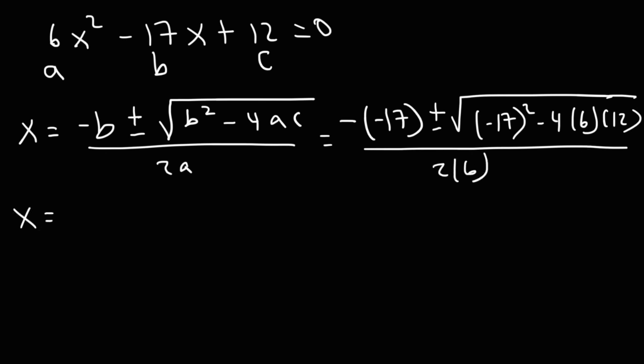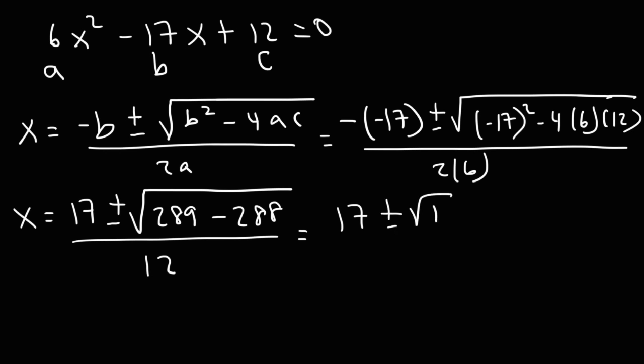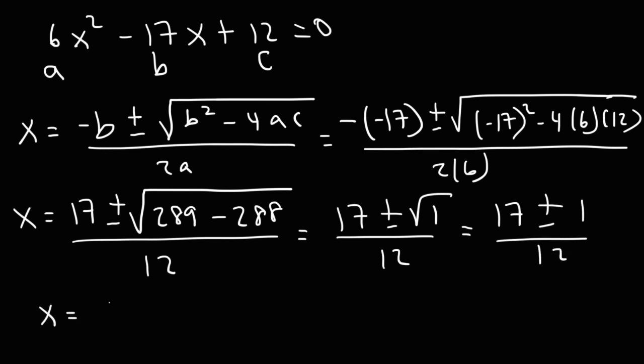So we have negative times negative 17, that becomes positive 17. Negative 17 squared is going to be positive 289. And then we have negative 4 times 6, which is negative 24, times 12. That's going to be negative 288. 2 times 6 is 12. And inside the square root symbol, we have 289 minus 288, which is the square root of 1. And the square root of 1 is 1. So this is what we now have. We have 17 plus 1 over 12.